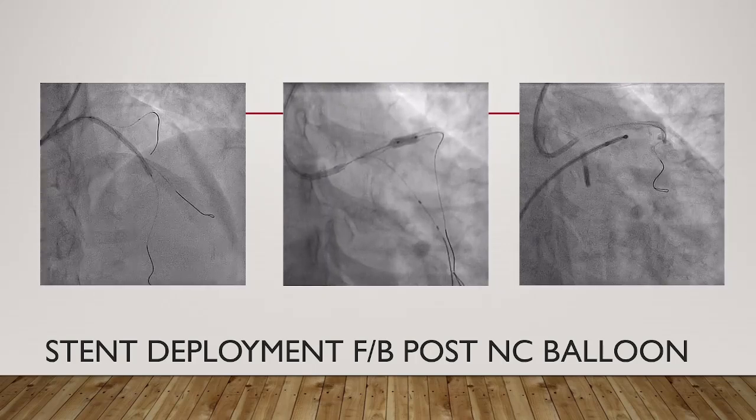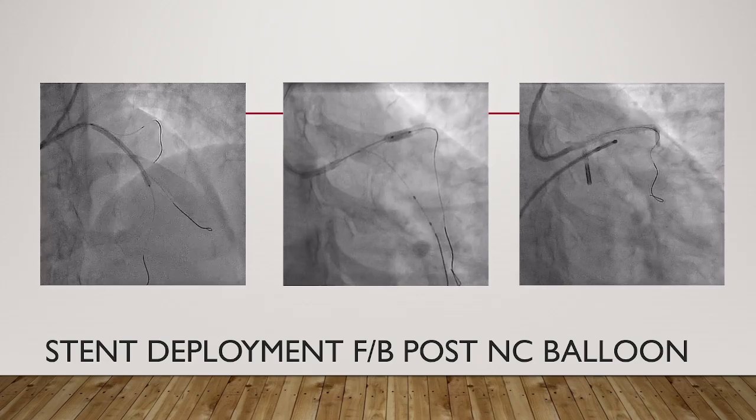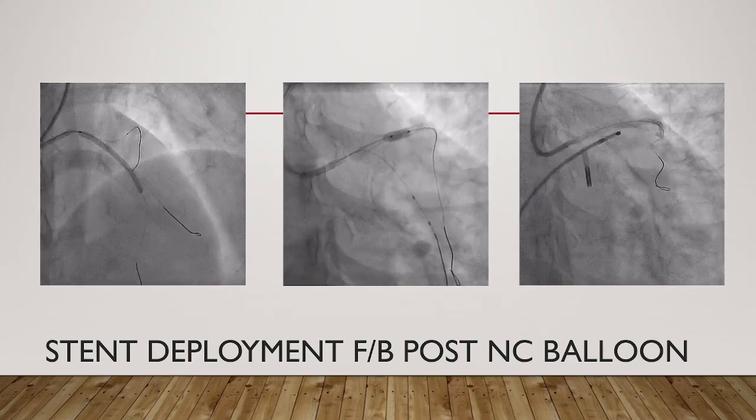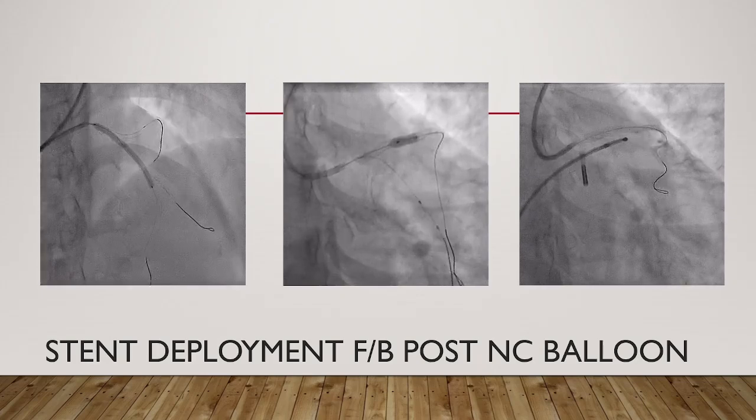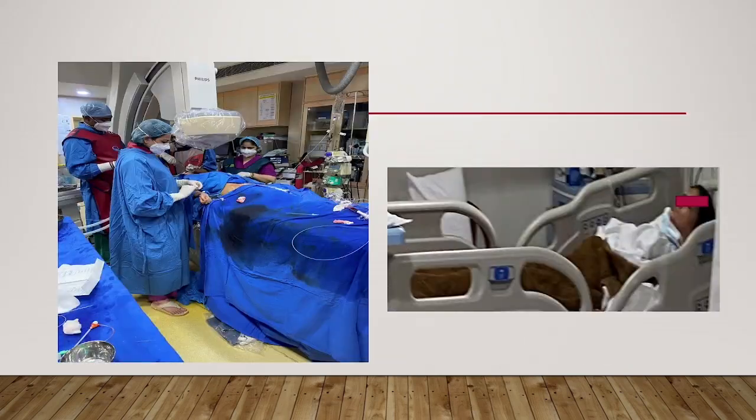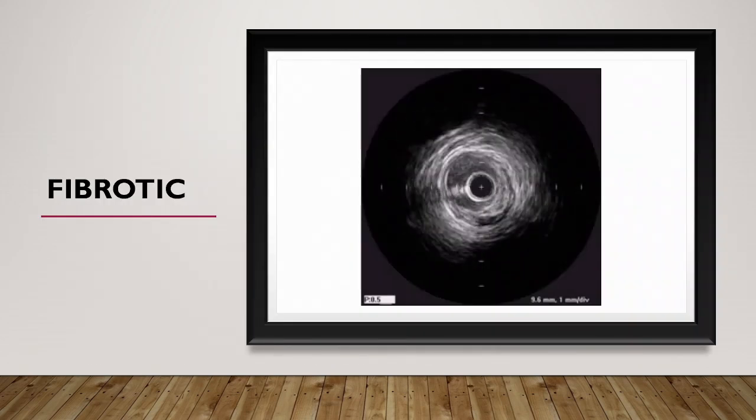We need not dilate further. We need not worry. We need not put another stent thinking dissection. Nothing doing, just support the patient's hemodynamics. Keep calm, intubate the patient. This was the scene in the cath lab, and after 2 hours, the patient was extubated and discharged normally. So once you know what you are dealing with, you can tackle it very well.